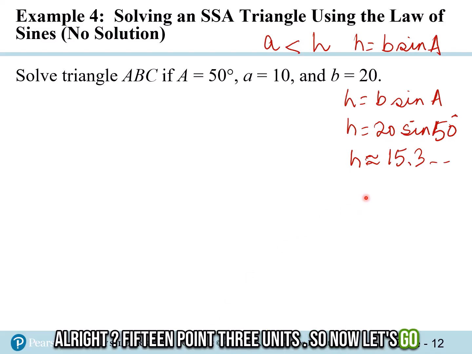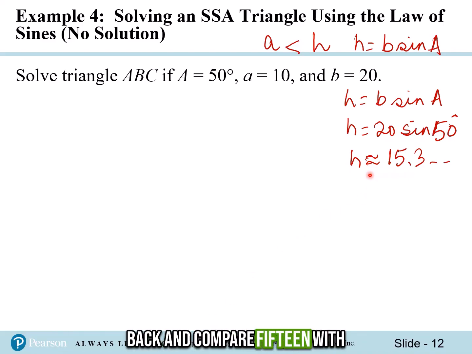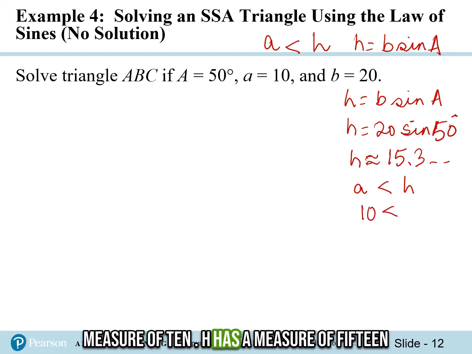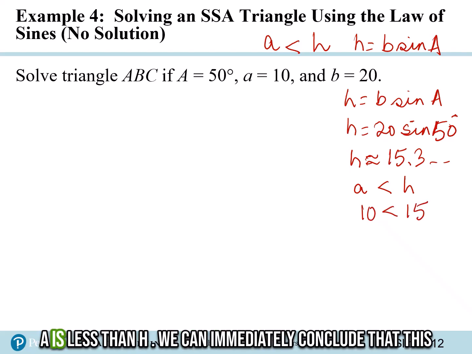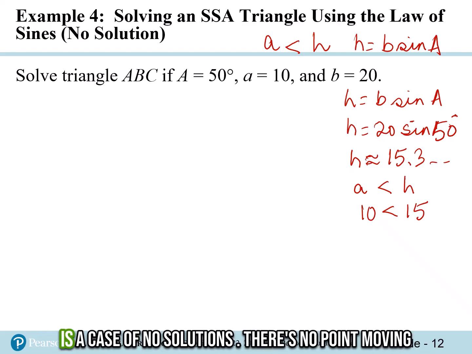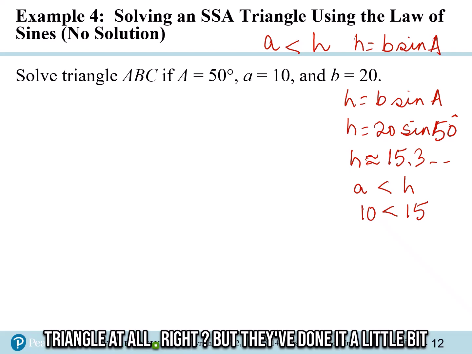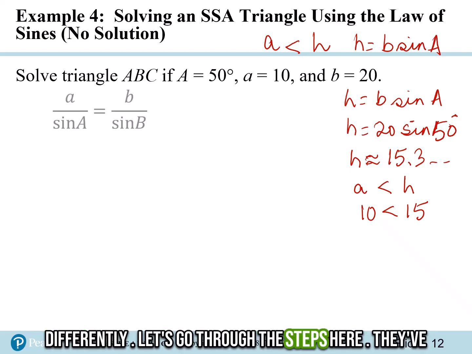So now let's go back and compare 15 with A, which is 10, correct? So is A less than H? A has a measure of 10. H has a measure of 15. A is less than H. We can immediately conclude that this is a case of no solutions. There's no point moving further to find the sides or solving for the triangle because it is not a triangle at all. Right? But they've done it a little bit differently. Let's go through the steps here.